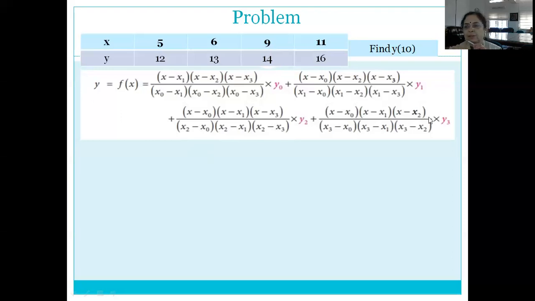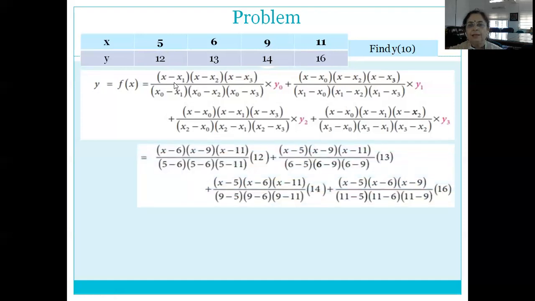And the last function we will be writing as x minus x0, x minus x1, x minus x2. Now we are excluding the x3 data point. In the denominator, the difference will be taken from x3 minus x0, x3 minus x1, x3 minus x2. And this is multiplied by y3. So this equation which we have written is including the weighing functions and the corresponding data points which are given as y values. Okay.